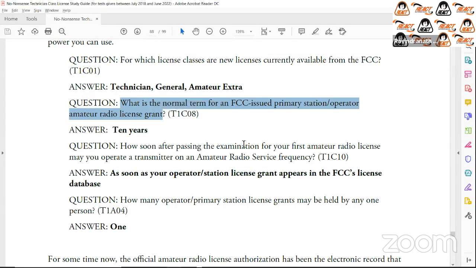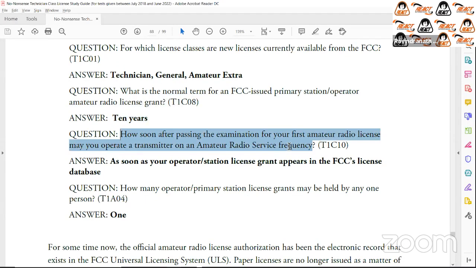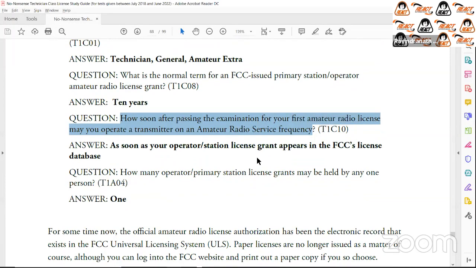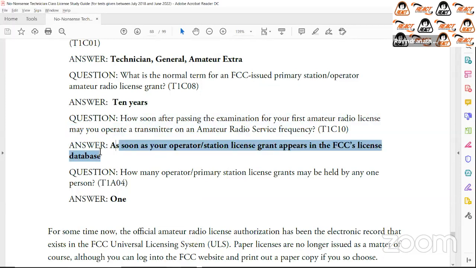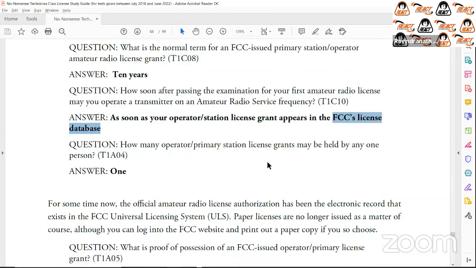What is the normal term for an FCC issued primary station operator amateur radio license grant? Well, we said you get a license for 10 years. How soon after passing the exam for your first amateur radio license may you operate a transmitter on an amateur radio service frequency? So you're doing the exam for the first time, maybe the technician class. How soon after can you operate the transmitter? As soon as your operator/station license grant appears in the FCC license database. In other words, you have to go online and see your name and your call sign there. And once it's there, you can operate.